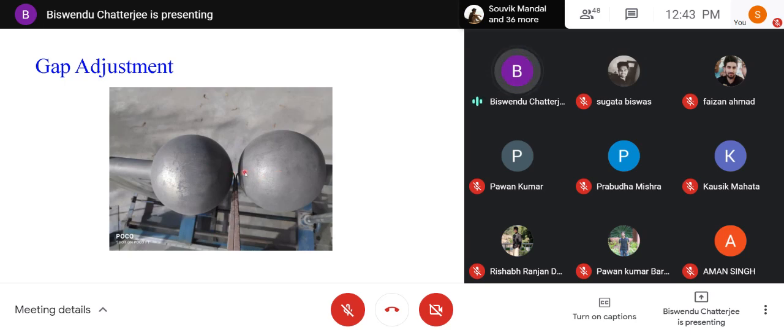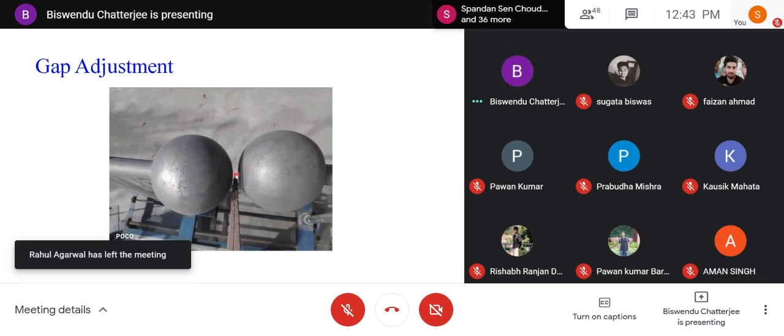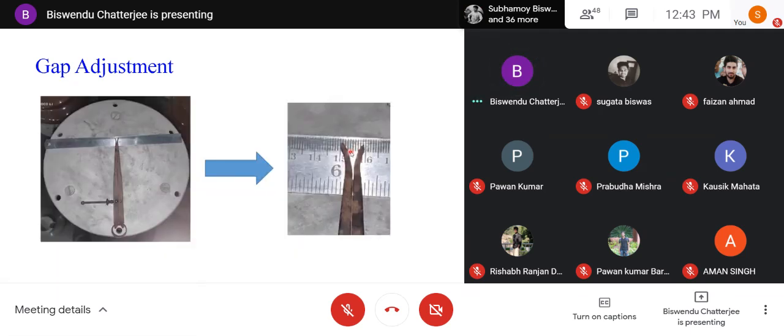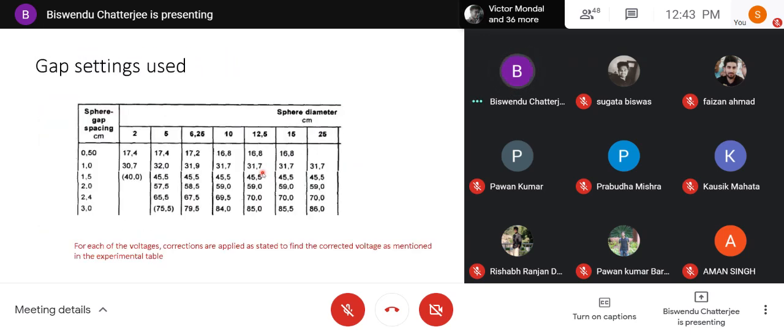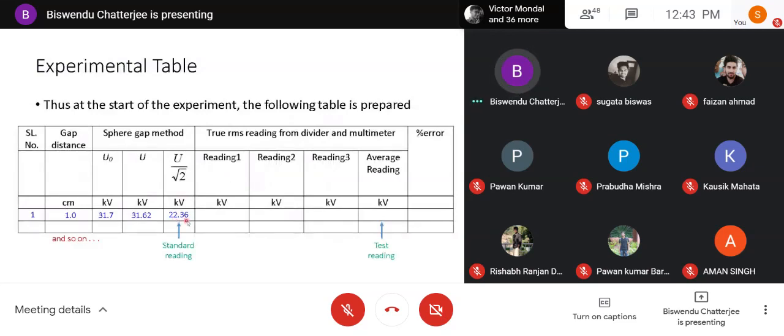Now you know that the gap setting is what? See the previous slide. What was the gap setting? 1 centimeter. See, now the gap setting is 1 centimeter. Now at lab condition, it should fire at what voltage? I have prepared the table. It should fire at 31.62, or the RMS value is 22.36 volts. Okay, that I know from this table. It should fire. How to test?